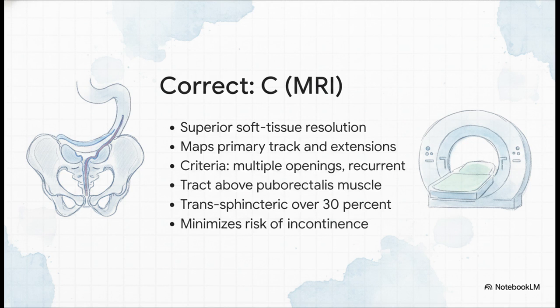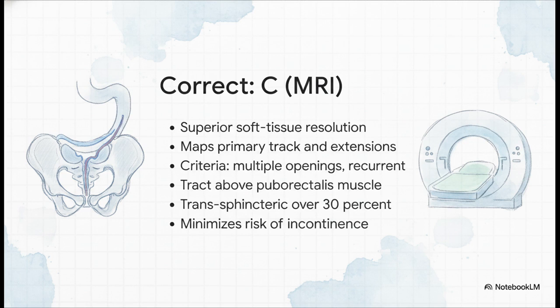It gives us incredible, superior soft tissue resolution right within the levator ani and ischiorectal spaces to accurately map that primary track. Remember the criteria for a complex fistula? We're talking multiple external skin openings, a recurrent tract, extension tracking superior to the puborectalis muscle, or a transsphincteric tract crossing more than 30% of the external anal sphincter.